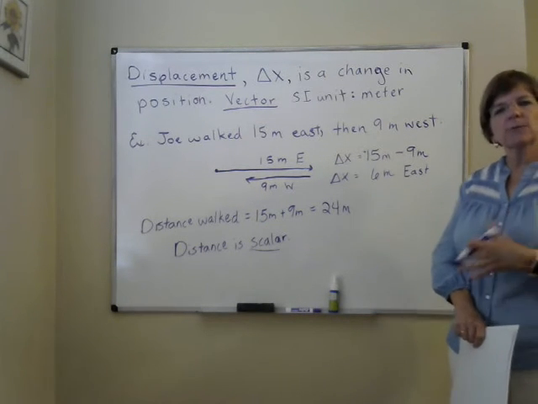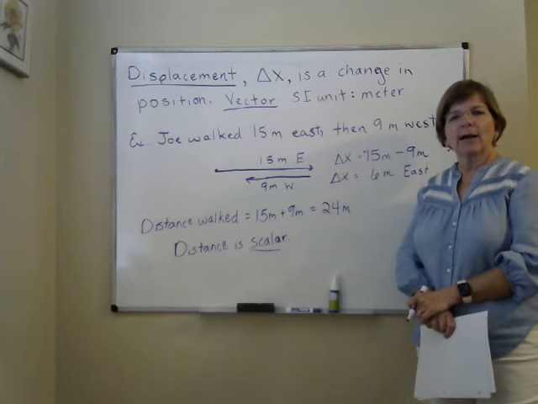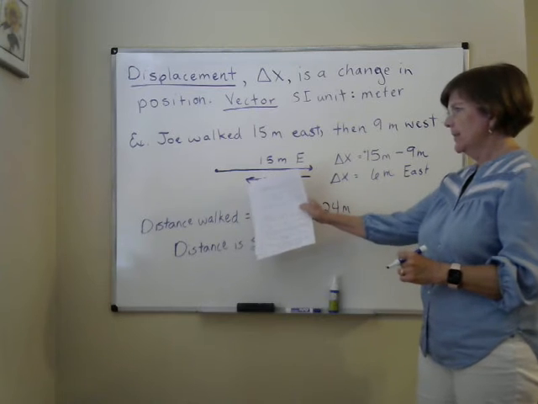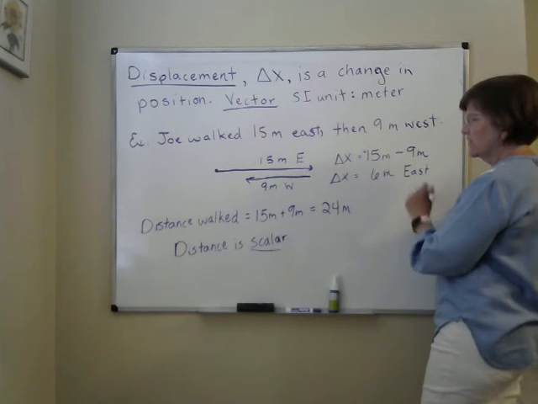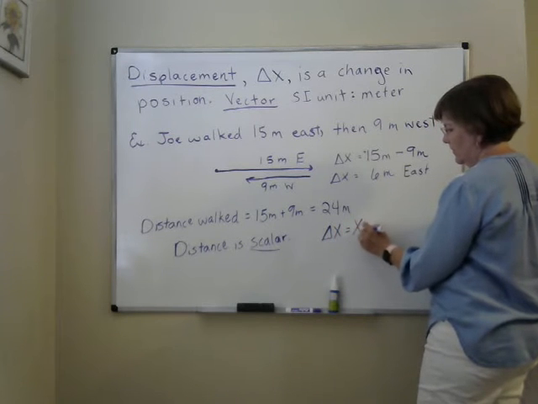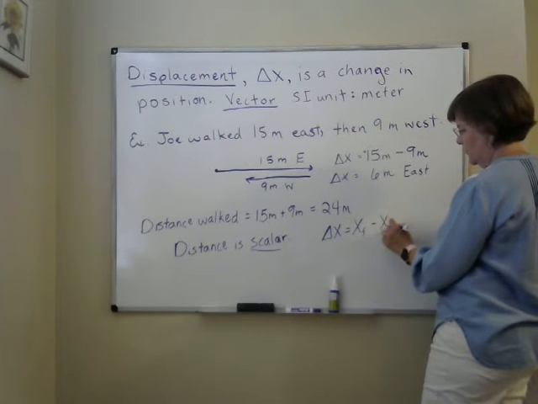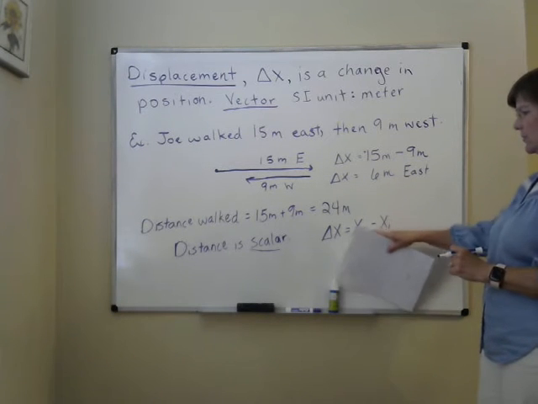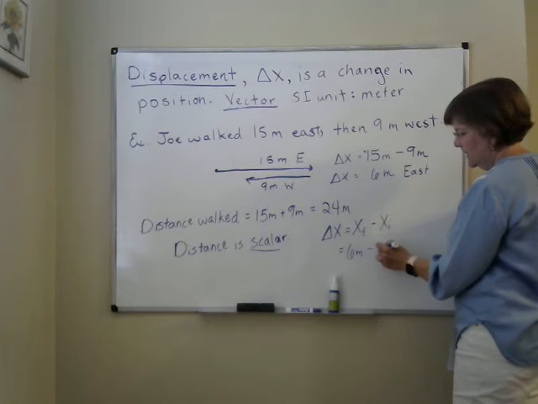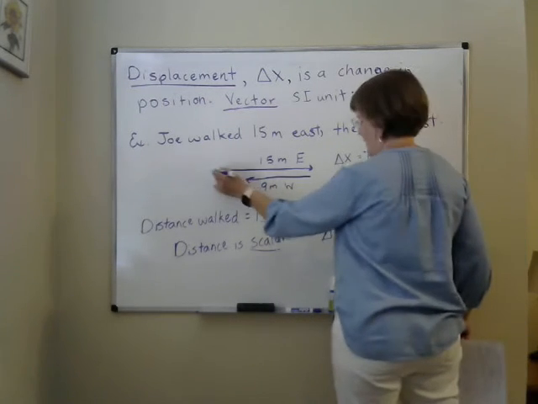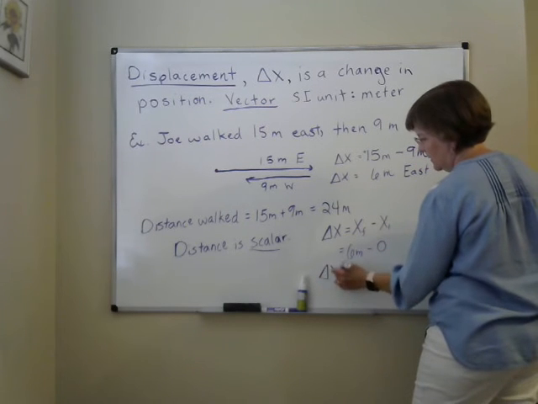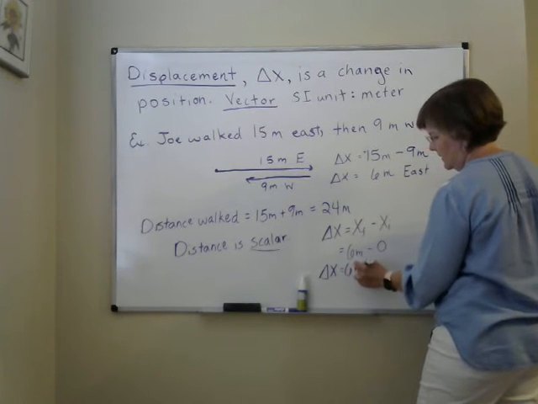But when they ask about displacement, they're saying, where is he now compared to where he started? Well, he started at 0. He ended up at 6 meters east. Another formula you'll often see for displacement is that the displacement is your final minus your initial position. Some people will use x2 minus x1. In this case, his final position was 6 meters. His beginning position was 0. We let him start at a place we considered the origin. So his displacement is 6 meters.